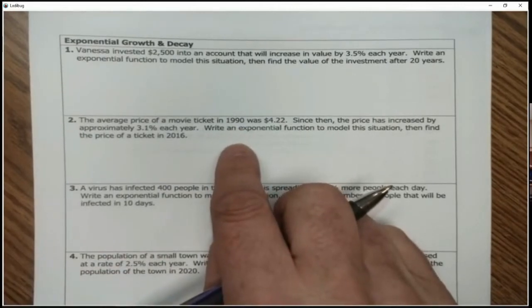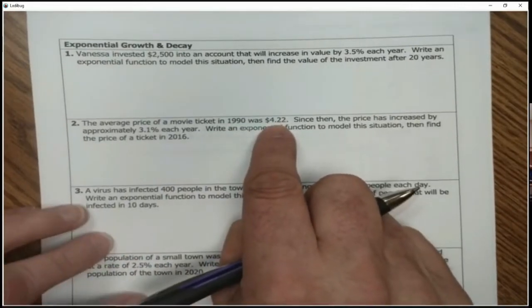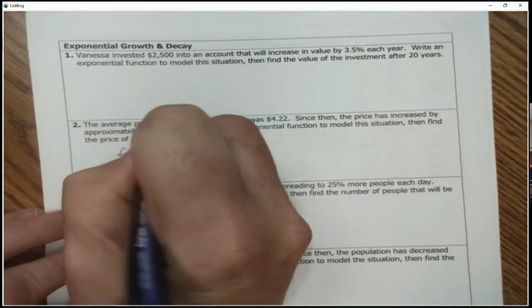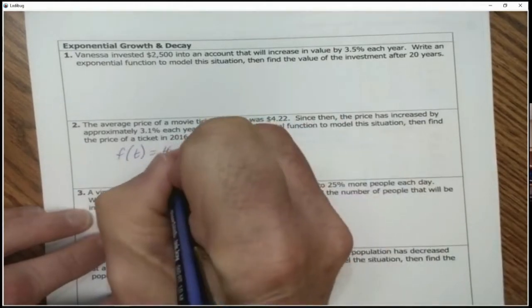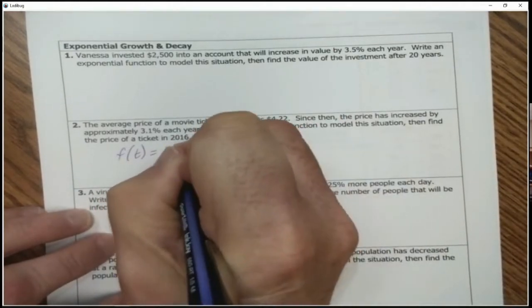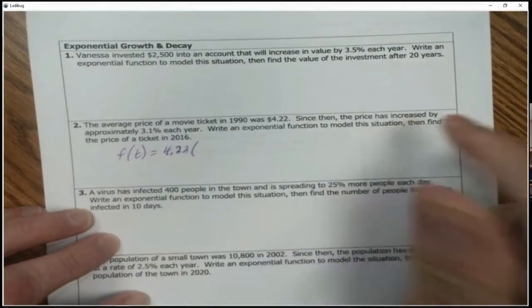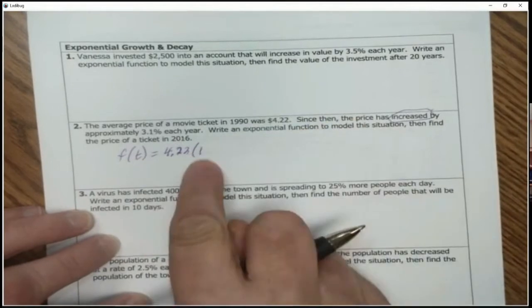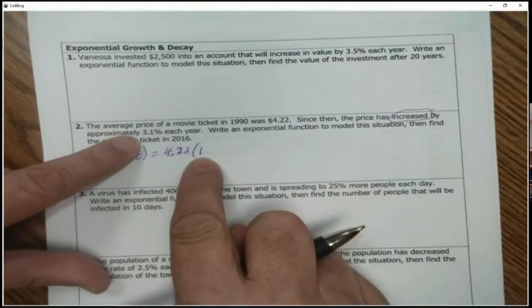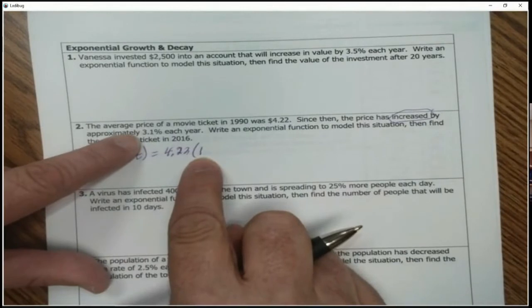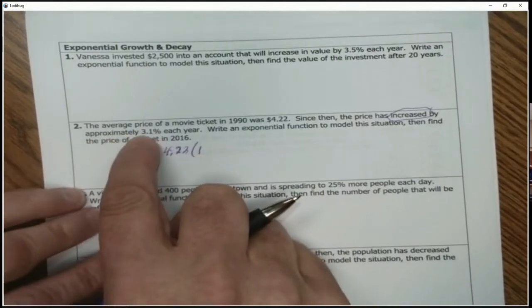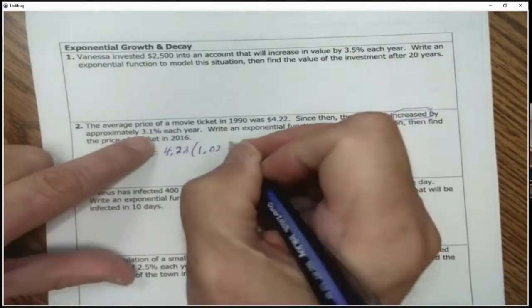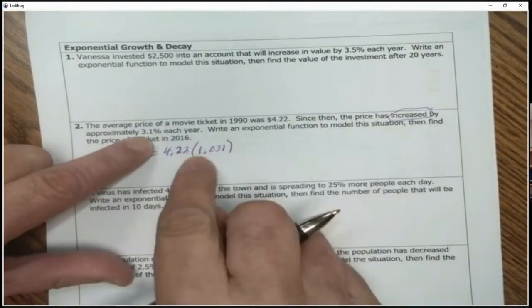The average price of a movie ticket in 1990 was $4.22. So our function of time starts with 4.22. The price has increased. That tells us whether or not we're adding or not. Add 1 plus 3.1%. All right, now don't let that extra decimal confuse you. Think about 3% is still 0.03, except you've got another decimal after it. So it's 1.031.